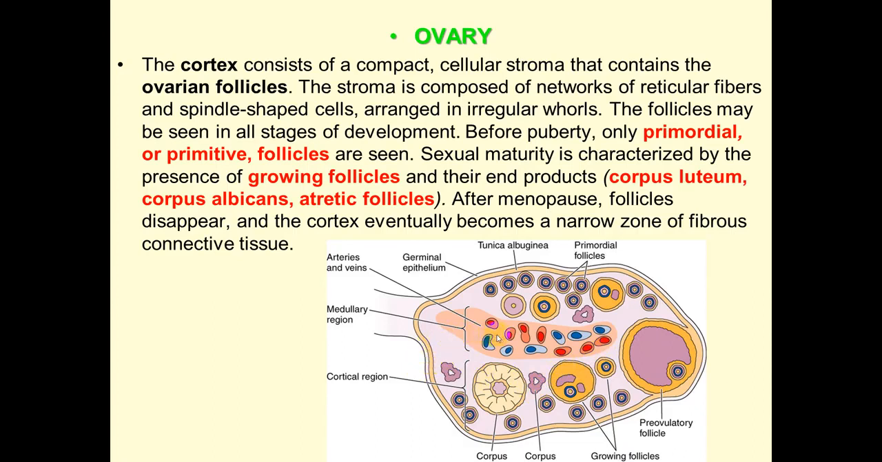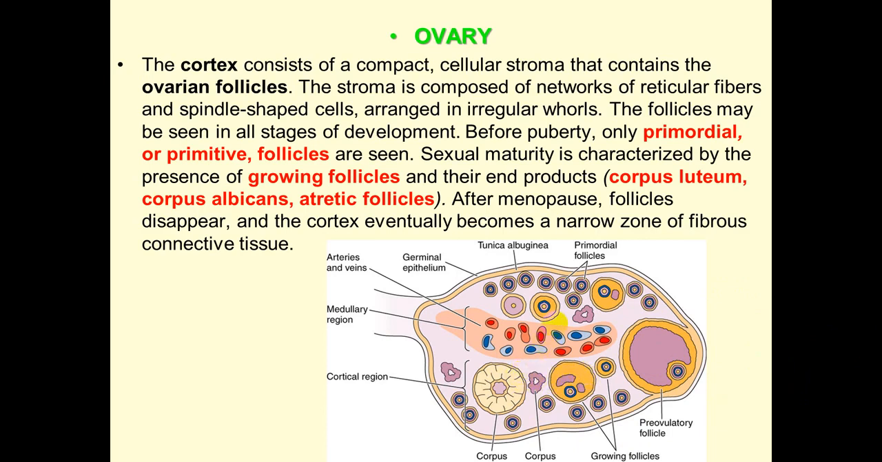But this is a scheme. In native condition, in real microslides of the ovary, we can't see growing follicles and corpus luteum together. Later I'll explain why. At the same time, on the same day, we can't see growing follicles, especially the preovulatory follicle, and corpus luteum. It is impossible. But this is a scheme for your education.